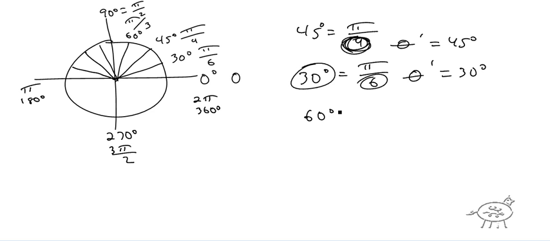Then if I have a 60 degree angle, that's going to be pi over 3. So that's just the opposite. Anything with 3 is a 60 degree reference angle.